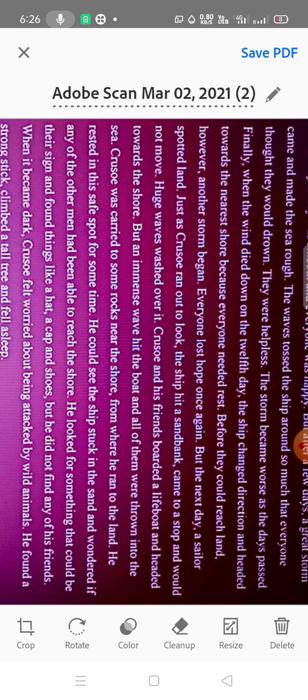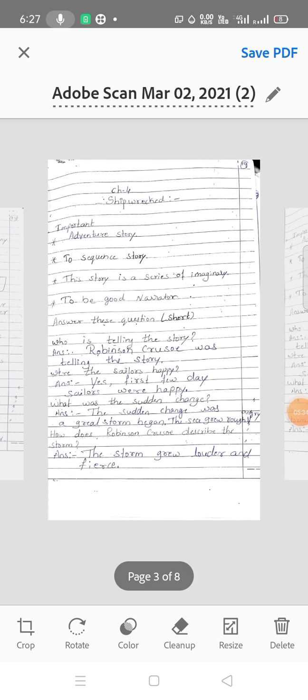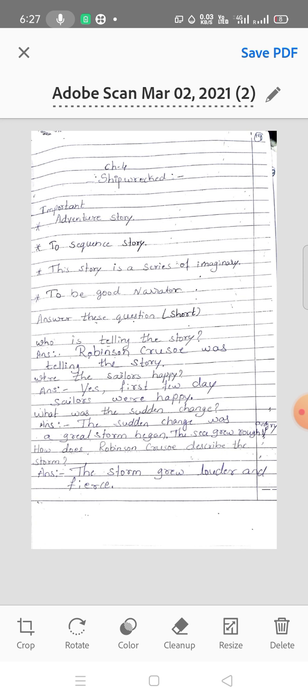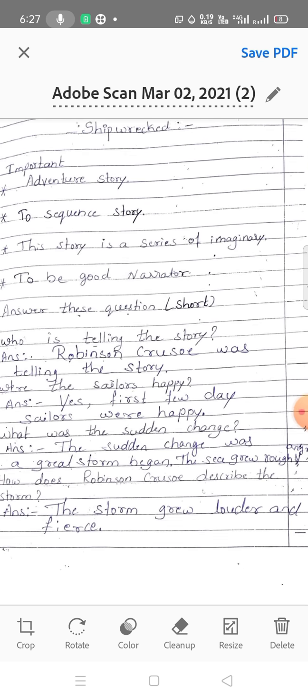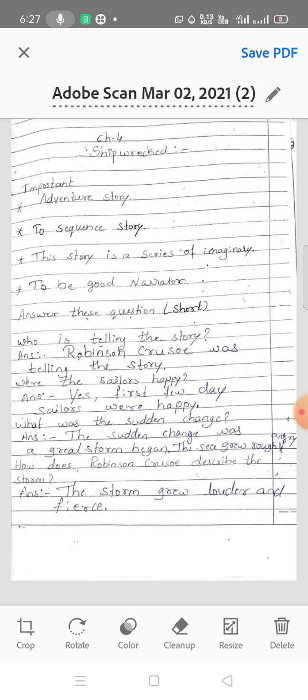Okay, dear students, it's about Robinson Crusoe's journey. He was sailing in a ship to Africa. That time, that ship was stuck in a sandbank, and how he struggled that day, it is explaining about that. Okay, now coming to this chapter, what is important about this chapter? Adventurous story. This chapter is about adventure, means अपना कैसे वो डरे बिना अपना जर्नी को पूरा किया. The two sequence story.